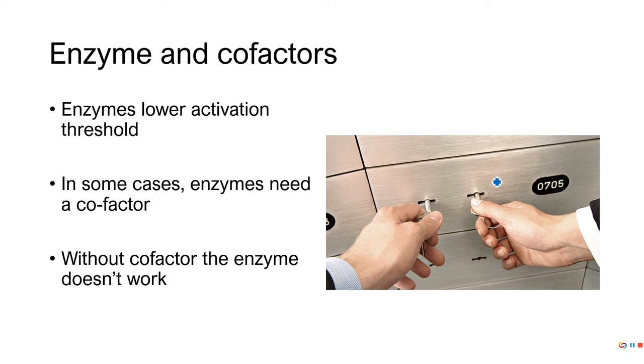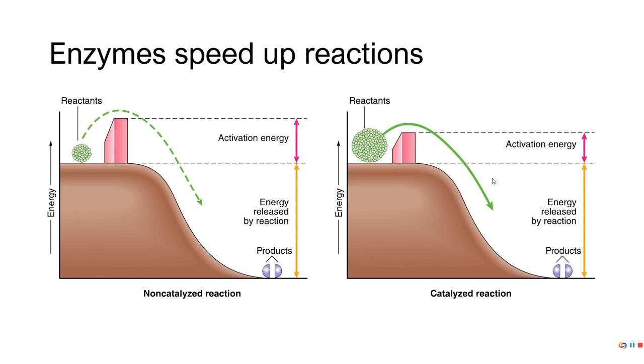keys. The bank has one, and the person whose account it is has one. And you can't open this box without either key. And so it's the same idea. If I don't have the cofactor, it doesn't matter if I've got the enzyme because the enzyme's not going to work properly. All right, and so just another way to look at this.